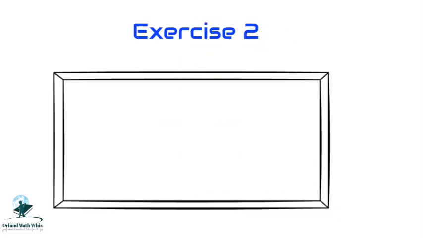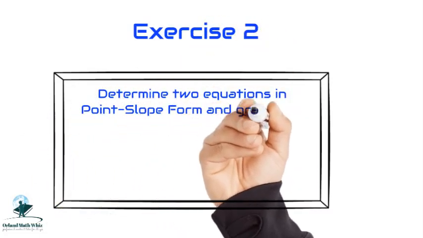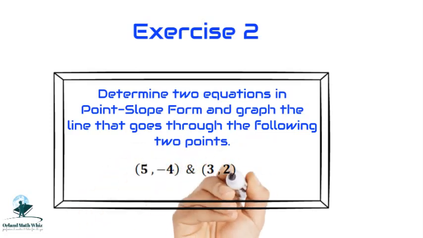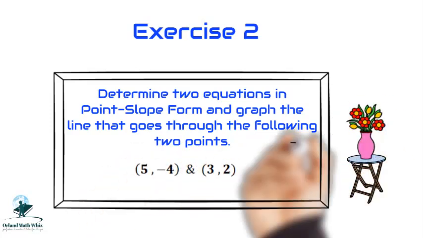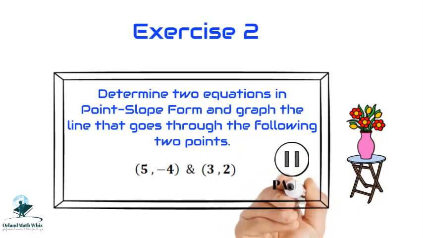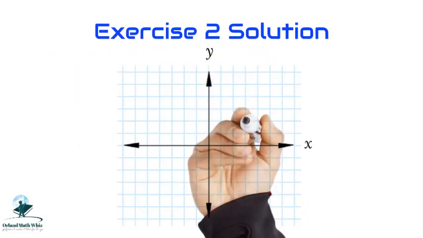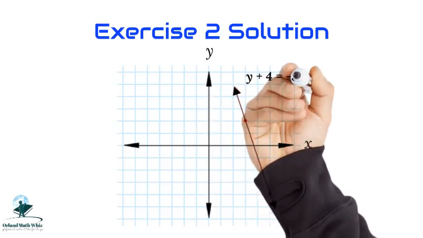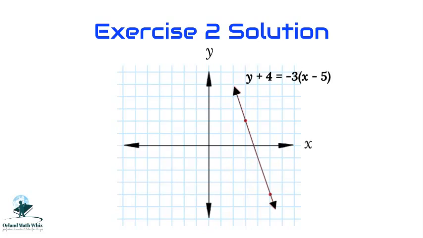Exercise 2. Determine two equations in point-slope form and graph the line that goes through the following 2 points: (5, -4) and (3, 2). Please pause the video while you solve this exercise. Solving this problem step by step yields the following graph and equation. y plus 4 equals -3 times the quantity x minus 5. Alternatively, this is y minus 2 equals -3 times the quantity x minus 3.